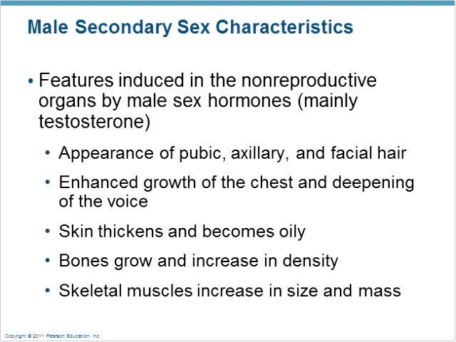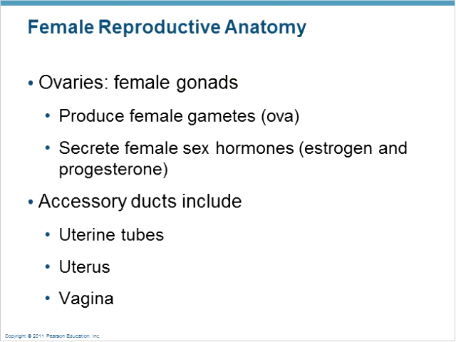The features induced in non-reproductive organs by the male sex hormones, mainly testosterone, include the appearance of pubic, axillary, and facial hair, the enhanced growth of the chest and deepening of the voice, the thickening of the skin, which becomes more oily, the bones grow and increase in mass and density, and skeletal muscles increase in size and density. So it has some secondary effects also.